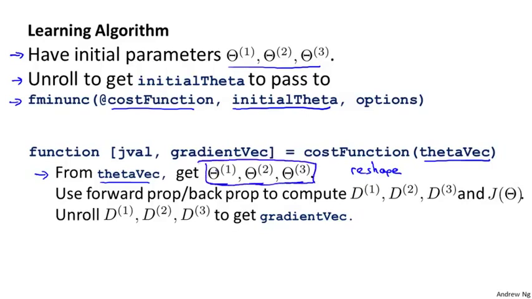So that gives me a more convenient form in which to use these matrices so that I can run forward propagation and back propagation to compute my derivatives and to compute my cost function J of theta. And finally, I can then take my derivatives and unroll them, keeping the elements in the same ordering as I did when I unrolled my thetas. But I'm going to unroll D1, D2, D3 to get gradientVec, which is now what my cost function can return. It can return a vector of these derivatives.